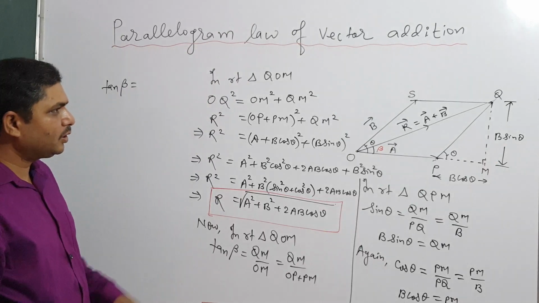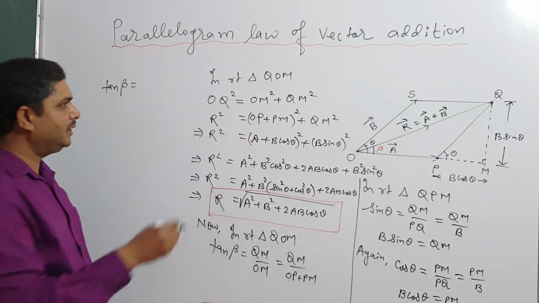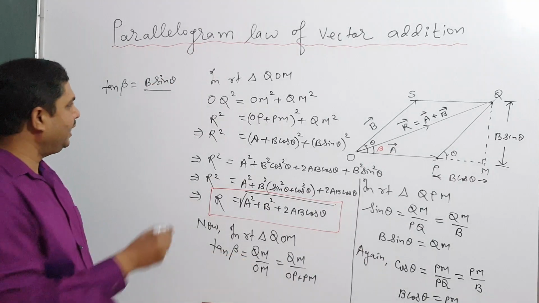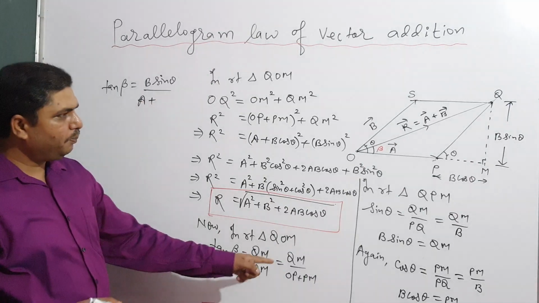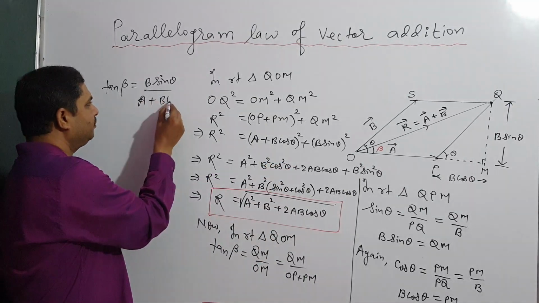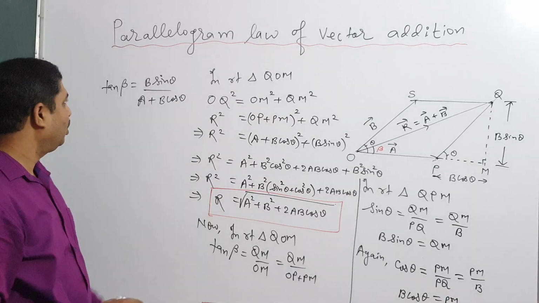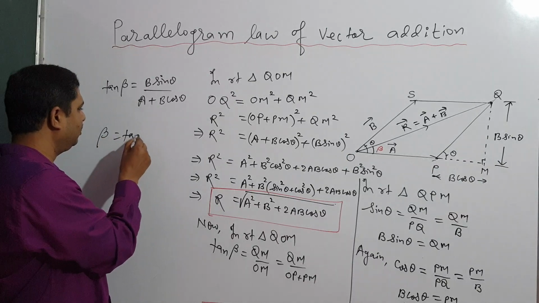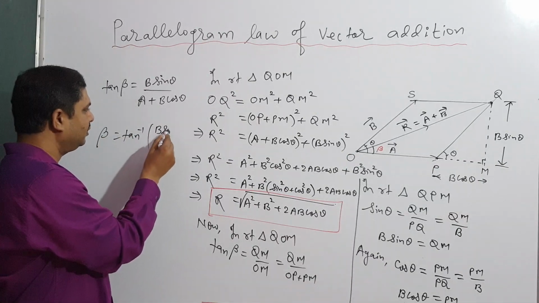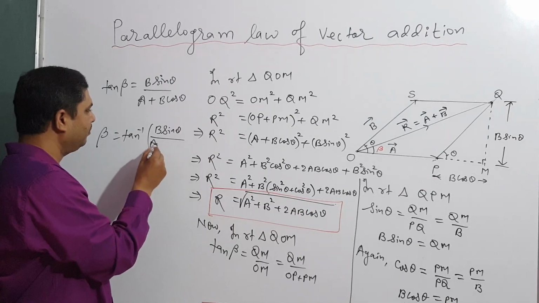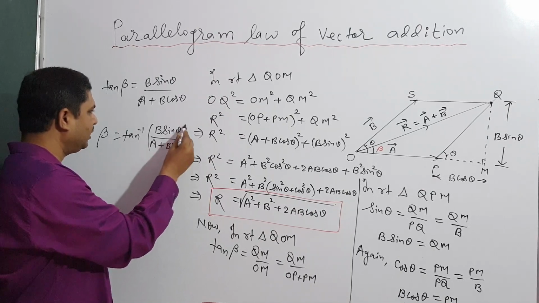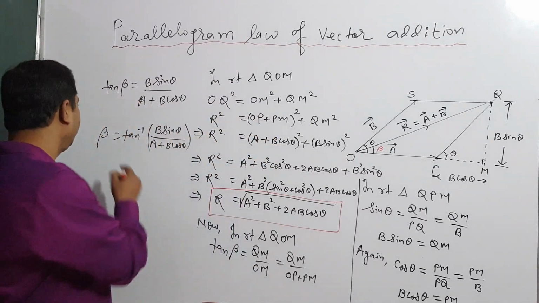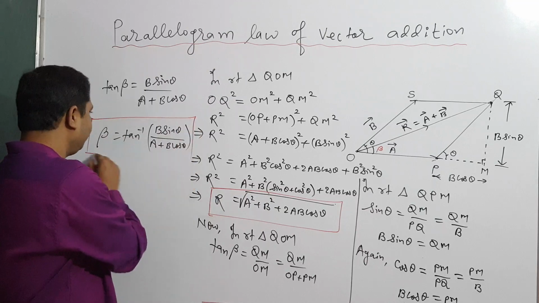beta is equal to QM, and QM is B sin theta. So B sin theta, and OP is A, PM is B cos theta. Now take the inverse function. So beta is equal to tan inverse of B sin theta by A plus B cos theta. This is said to be the angle of resultant.